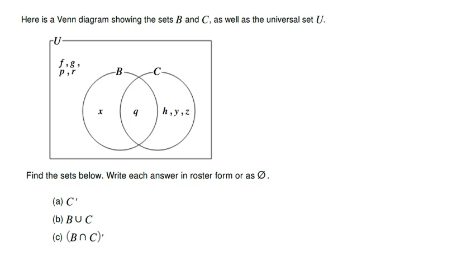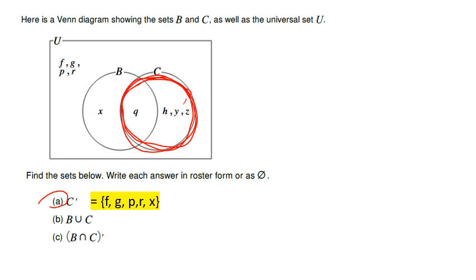I want to know what's not in C. So I'm going to work with red here. Here is the set C. If you're outside of this circle, you're in the complement. So F, G, P, R, and X. Notice Q is part of the circle C. So Q is part of C, so it can't be in the complement.